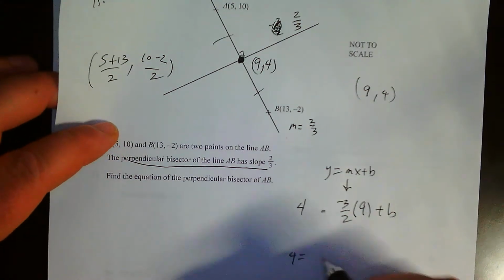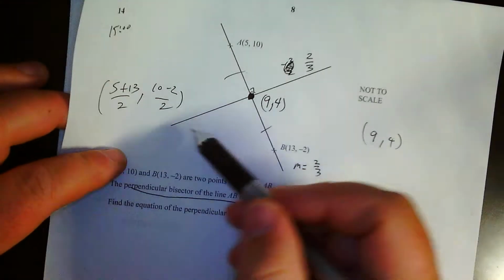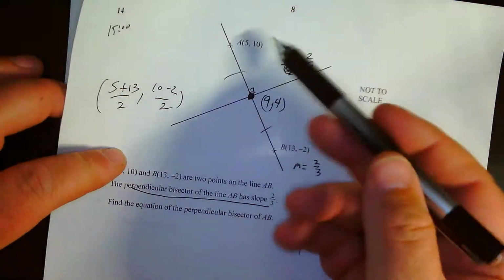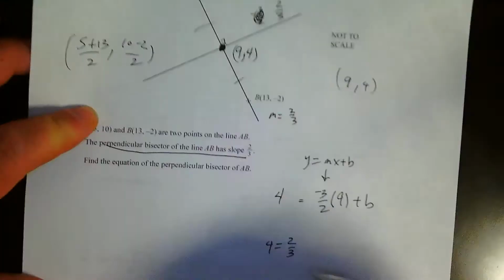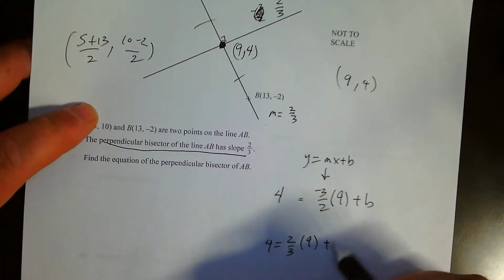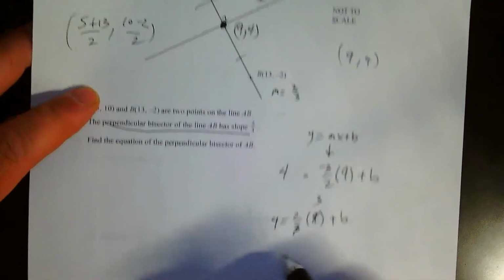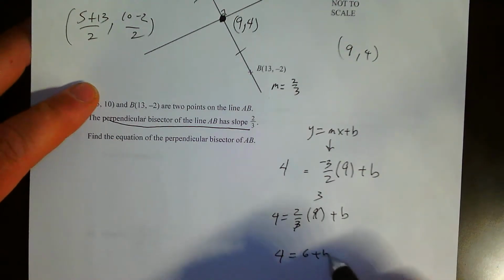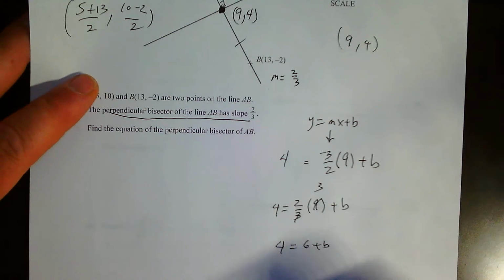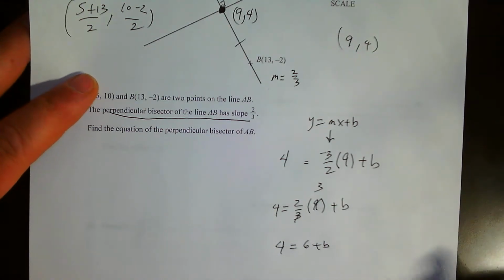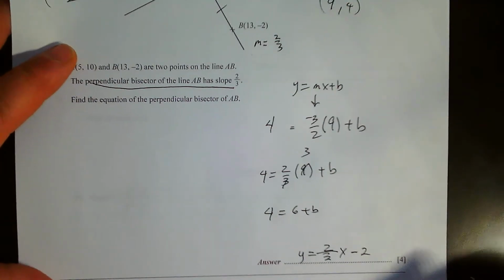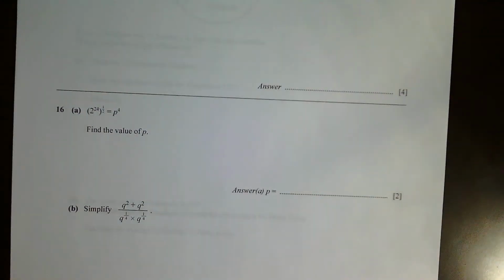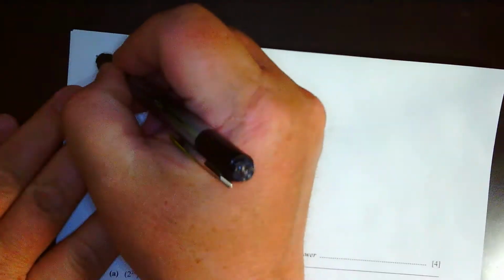So here's what I've got. It makes sense too. This is positive, right? It's not to scale, but that's going up. -3/2 would be this one, going down. All right. So there we go. Oh, man. So 4 equals 6 plus b. So b is -2. So y equals 2/3x minus 2. There we go. Oh, man. Okay, number 15 is at 1720.